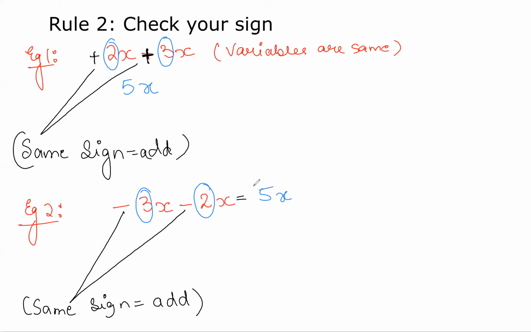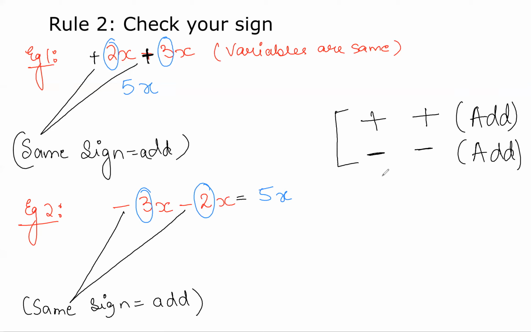You notice that in the previous example and the example shown right now, both had the same sign. The only difference was that in the first one, I had add and add, so both numbers were positive, and we add them. In the second example, both numbers were negative, so we add them. Remember this rule: whenever the signs are the same, you add them.